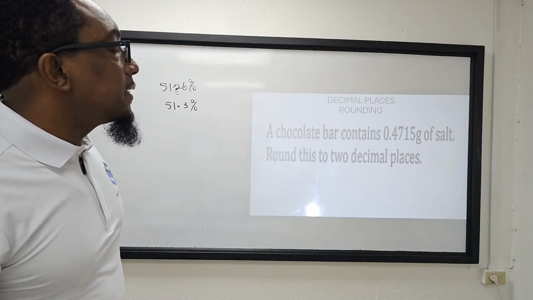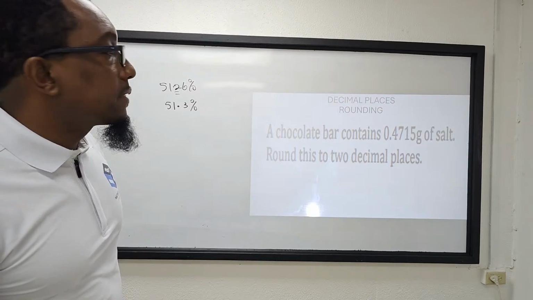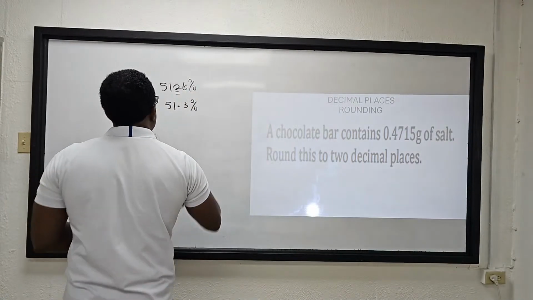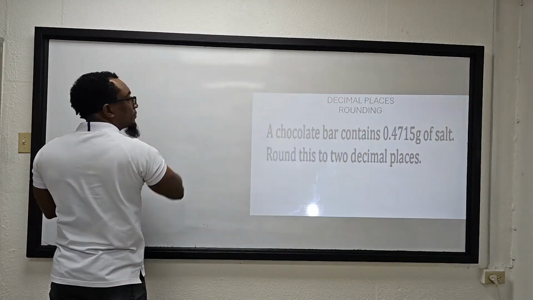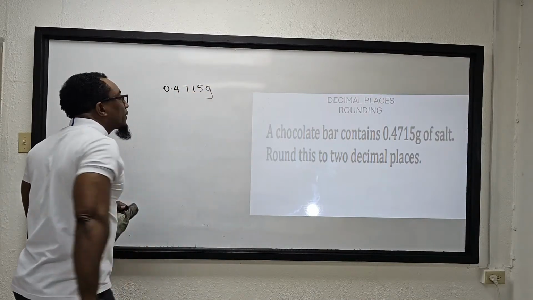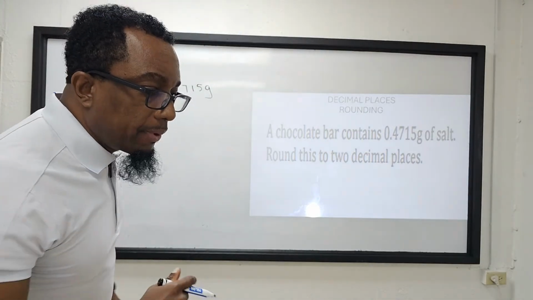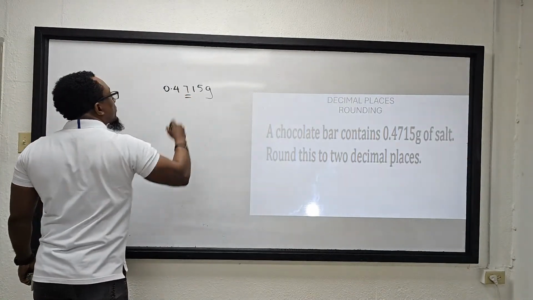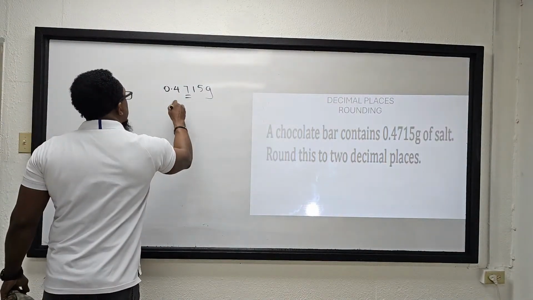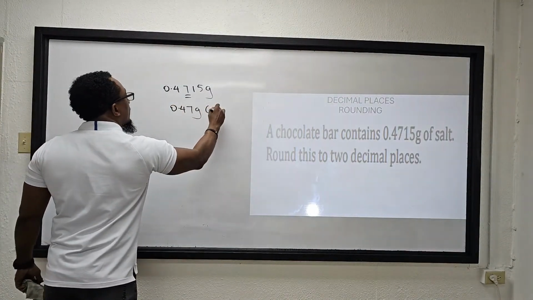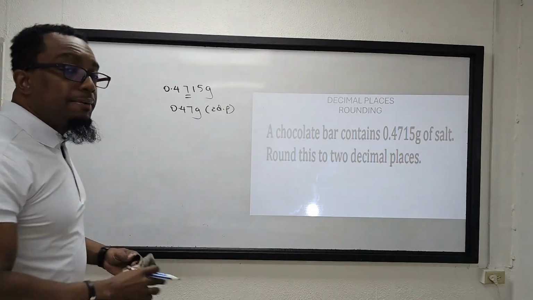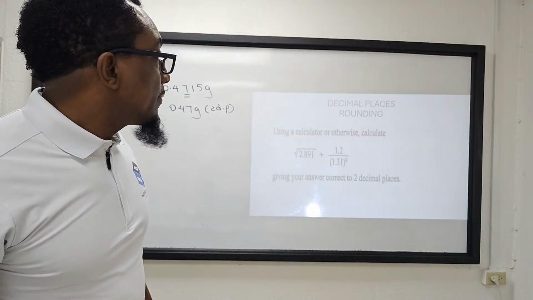A chocolate bar contains 0.4715 grams of salt. Round this to 2 decimal places. So to 2 decimal places, again, I count 2 places after my point. So I count 1, 2. I look at the number immediately after, which is 1. It's less than 5, so my 7 stays as is. Straightforward. Make sure you can round to the correct number of decimal places.